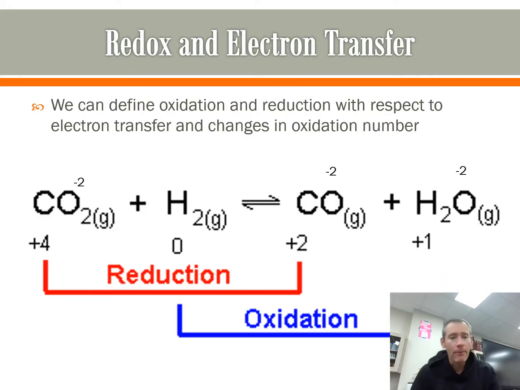So what's actually happening? Why are these actually changing oxidation numbers? It's because they are losing and gaining electrons. So in this example, carbon is going from plus 4 to plus 2, so it's being reduced. It is gaining electrons. Those electrons are going to be transferred from somewhere else, in this case from hydrogen, because hydrogen going from 0 to plus 1 is being oxidized.